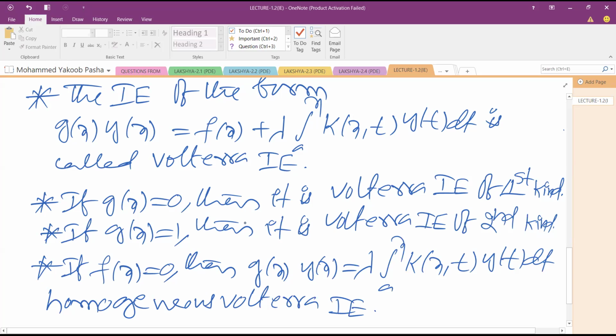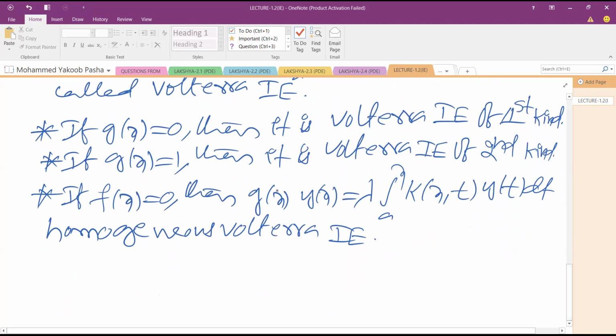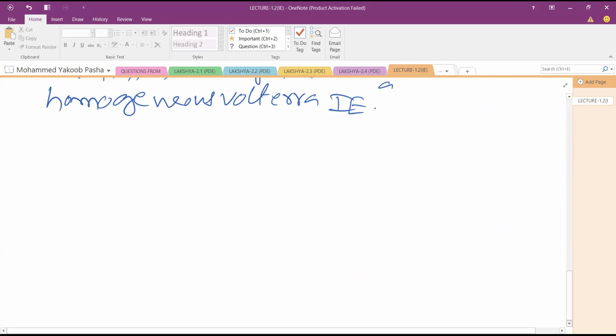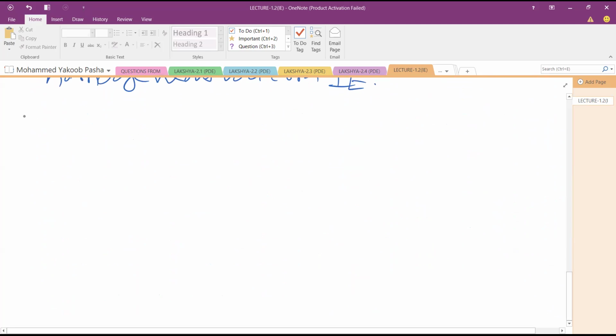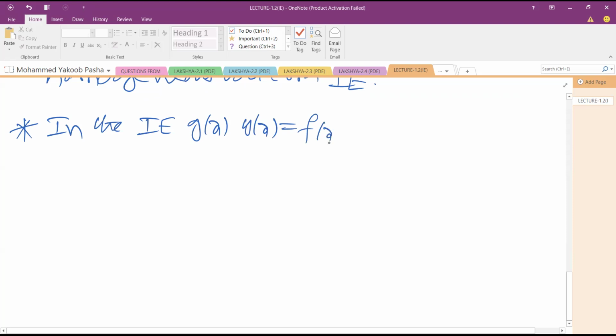These we covered in the last class. Also, whenever g(x) y(x) = f(x) + lambda integral a to b of k(x, t) y(t) dt, here k(x, t) is called the kernel of the integral equation. So I am taking this as the standard form: g(x) y(x) = f(x) + lambda integral a to b of k(x, t) y(t) dt.